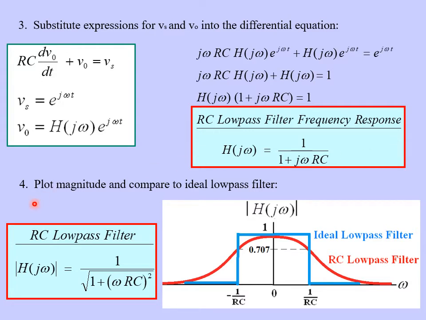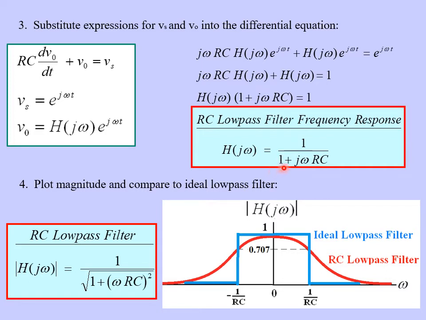All right, the last thing here is let's plot the magnitude of this function right here and compare it to an ideal low-pass filter. To figure out the magnitude of this, well, this is something you did actually back in homework number 1. There was a question that had something very similar to this, and you had to find the magnitude and phase.